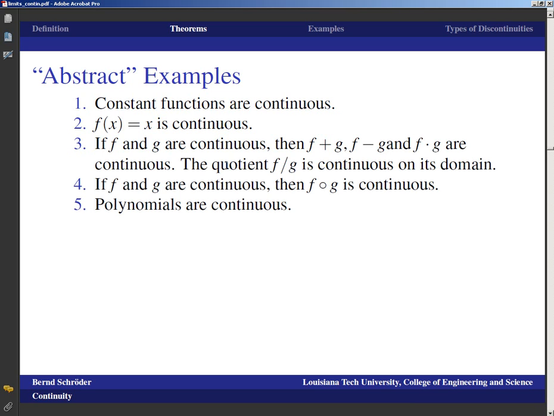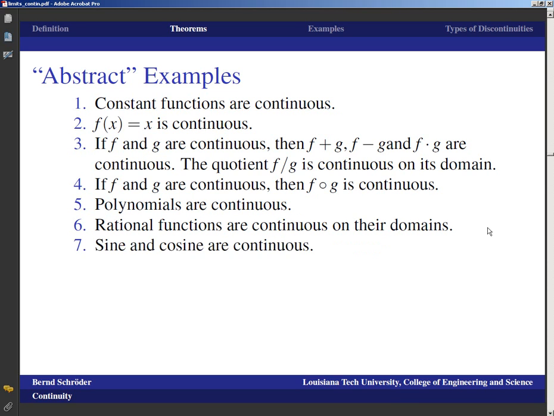The number 3 implies that polynomials are continuous. Once we look at quotients, we realize that rational functions are continuous wherever they're defined. The sine and cosine functions are continuous. Just think of the graph. It can be drawn in one pencil stroke. The tangent function is continuous on its domain. It's a quotient of continuous functions, but remember it blows up every so often at x equals pi over 2 plus k pi. That's where the zeros of the denominator are.